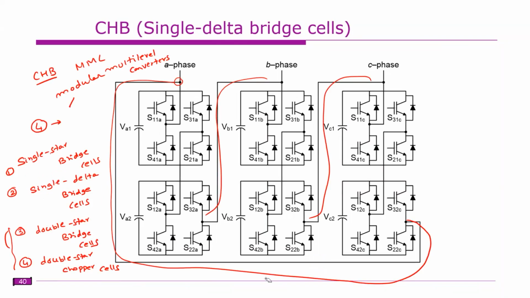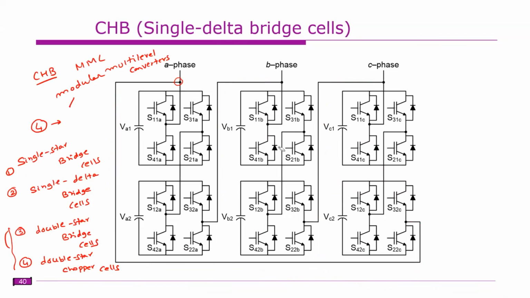Similarly, if you notice, this is connected in delta. Again, this is a star connection of cells. That's why it is known as single delta bridge cells, because the bridge cells are forming a single delta.